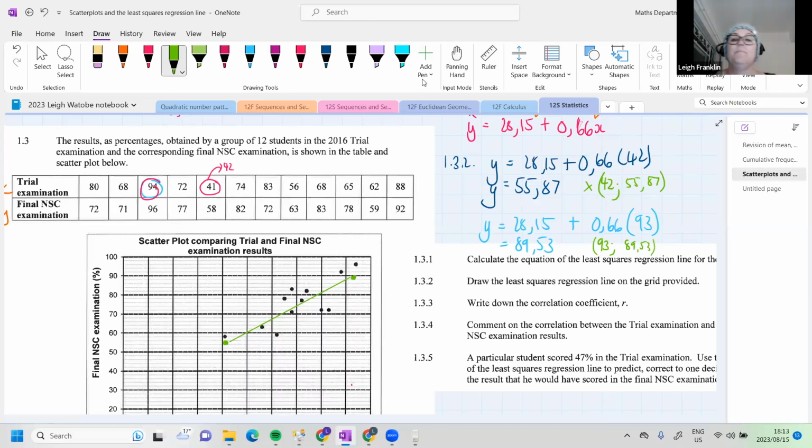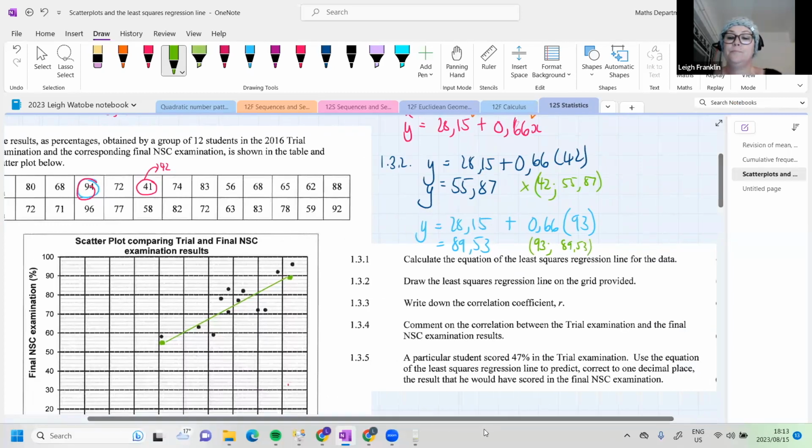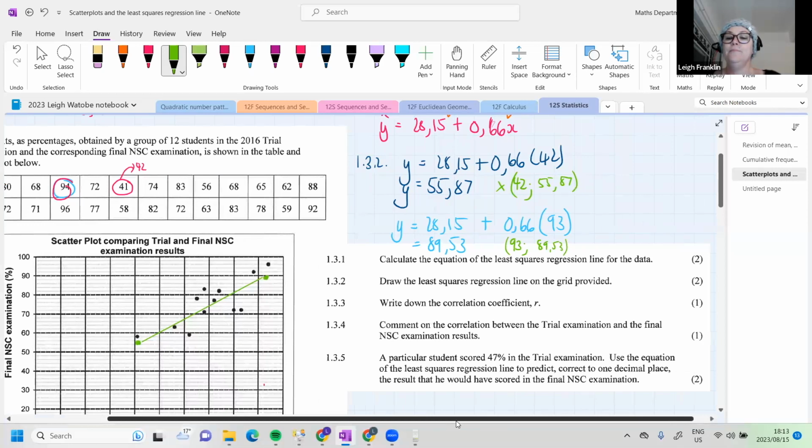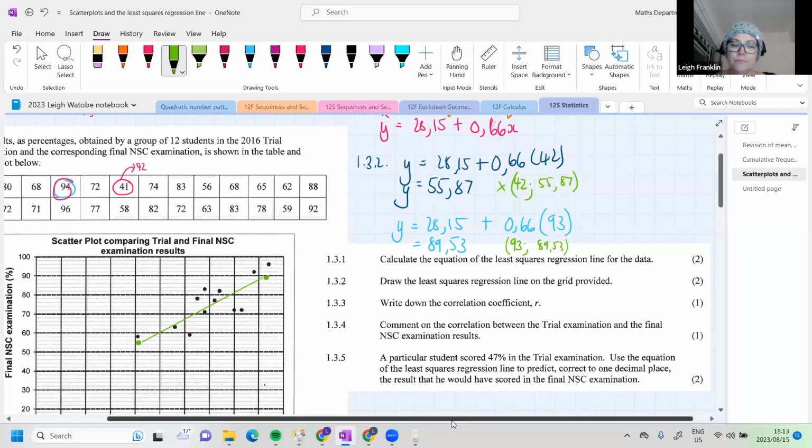Hello, ma'am. Hello, Tsegofatso. Ma'am, can I ask? At school, ma'am, they taught us to write the equation line from the intercept to the mean point, the x mean and the y mean. So the way you did it, ma'am, I don't understand it that well.